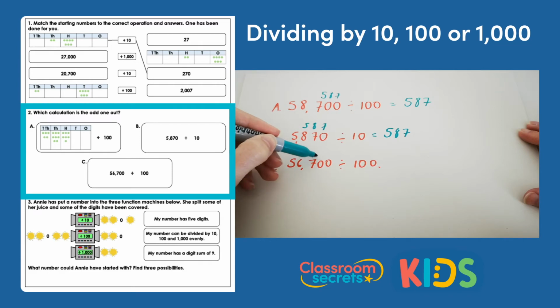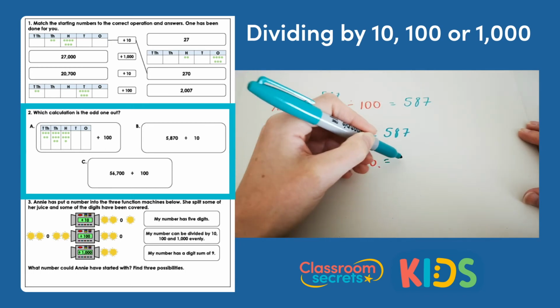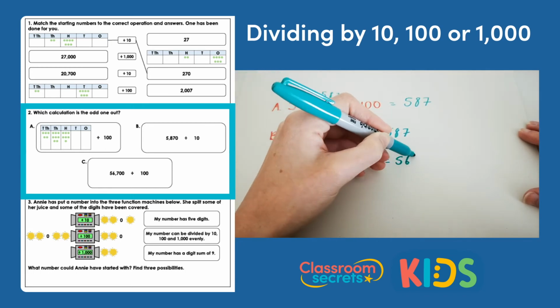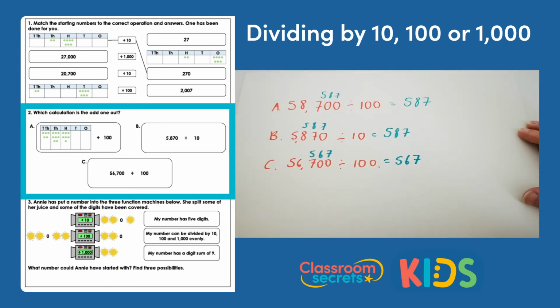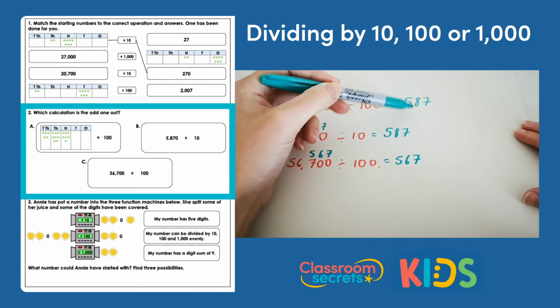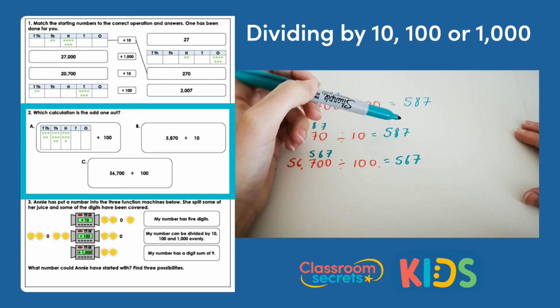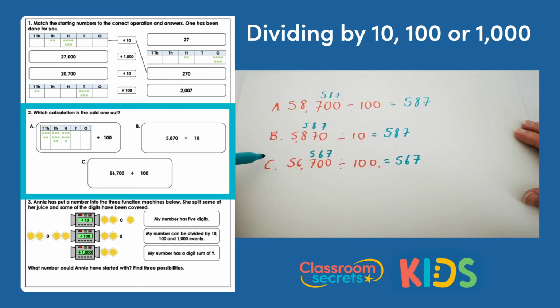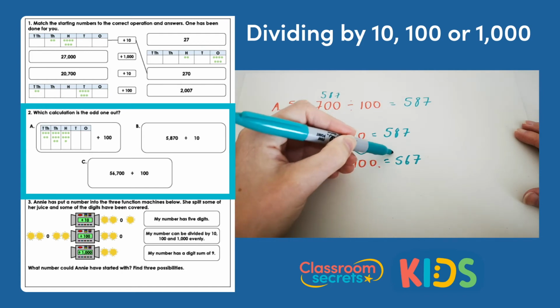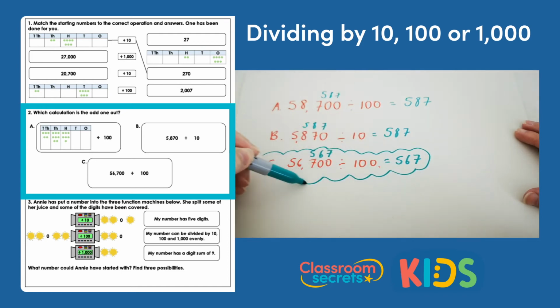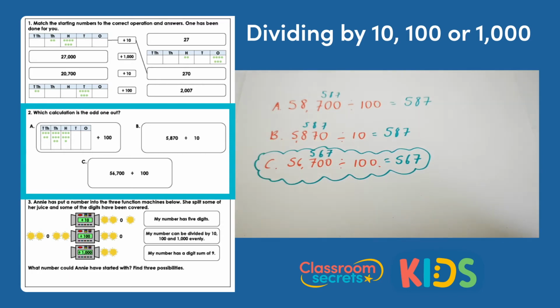Finally, 56,700 divided by 100, same as A, would mean the numbers move down 2 in the place value chart. So 7 would move into the ones, 6 would move into the tens, and the 5 would move into the hundreds column. So the answer to that one is 567. The first two equal the same amount. However, this one is something completely different, which means C is the odd one out because it has a different answer to A and B.